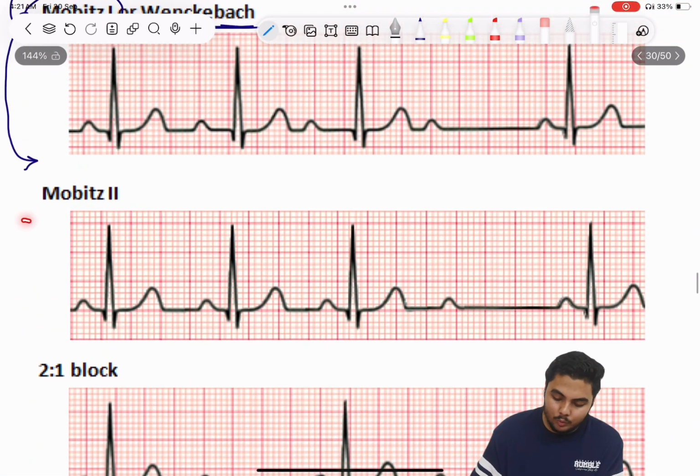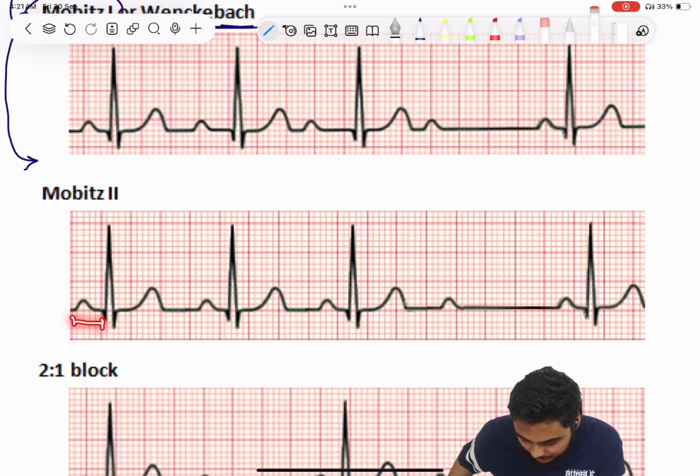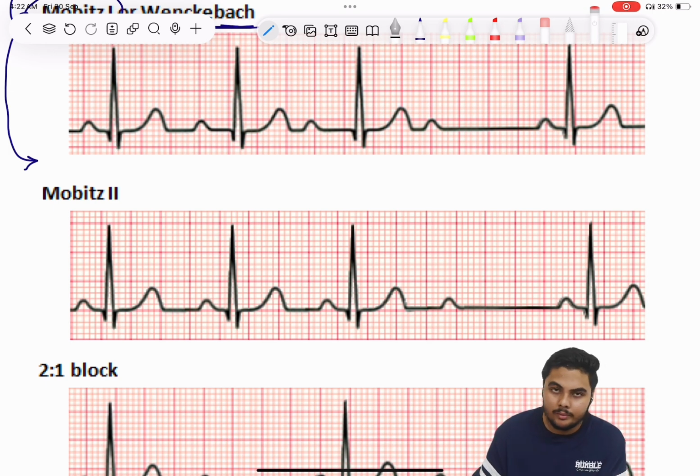Now, in Mobitz type 2, what happens is that the PR interval is constant, right? You can see here the PR interval is constant, but suddenly a beat is missed, right? So there is no prolonging of the PR interval, unlike type 1, right? Here just a beat is missed, right? So this P wave is not followed by the QRS because of some block between the atria and ventricle, right?